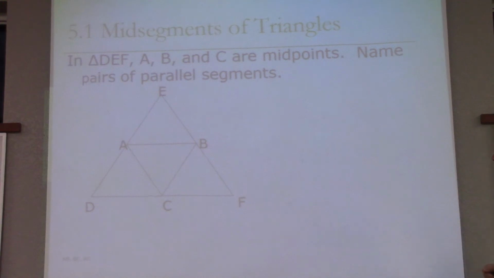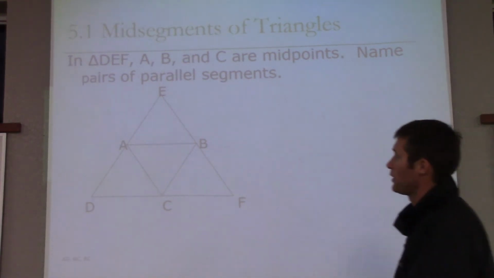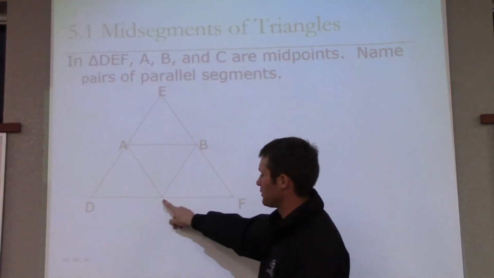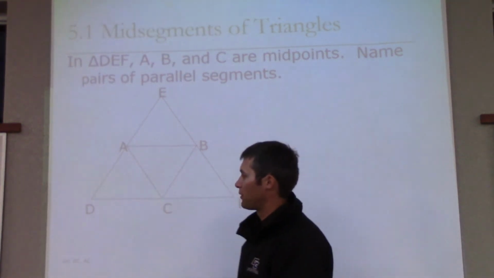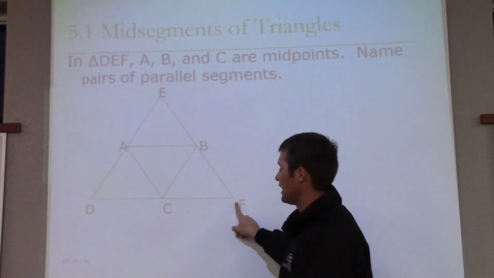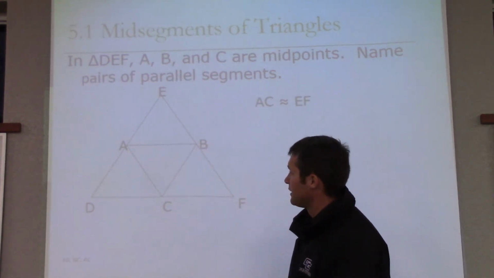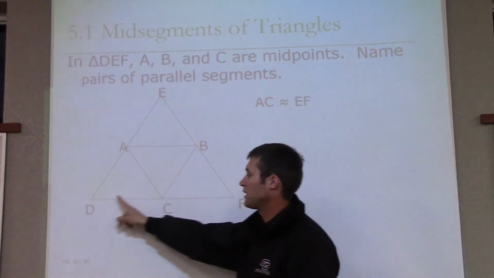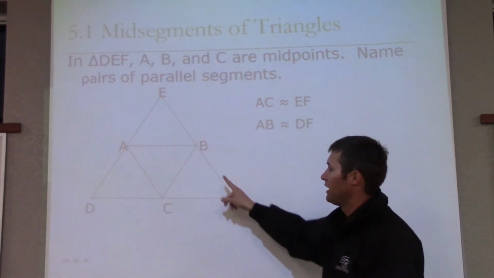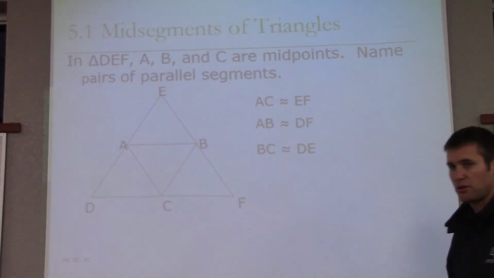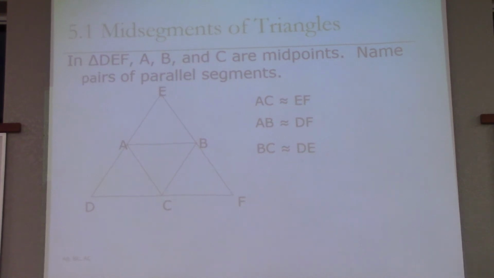Last type of thing, we have 2 more. Name pairs of parallel segments. So if we have A, B, and C, they're midpoints. B is a midpoint, splits into 2 parts. C is a midpoint, A is a midpoint. So we just come to here. AC is parallel to EF. Then we go to B. AB is parallel to DF. And then we'd say BC is parallel to EB. So we have 3 pairs of parallel sides.